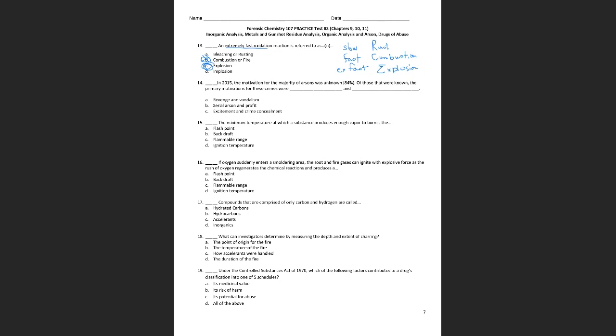In 2015, the motivation for the majority of arsons was unknown, but of those that were known, the main motivators were revenge and vandalism. The minimum temperature at which a substance provides enough vapor to burn. That is your flash point. And what is the minimum temperature that a combustible vapor will burn? And it provides the activation energy. It's another one you need to know. The minimum temperature at which the vapors will actually burn is called the what?